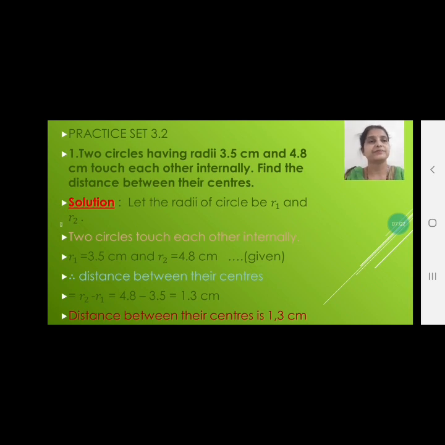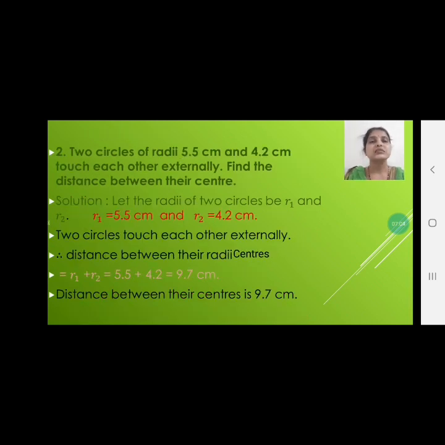Next. Second problem: two circles of radii 5.5 centimeter and 4.2 centimeter touch each other externally. Externally means centers are on the opposite side of the common tangent, and whenever we have to calculate the distance, we have to add.